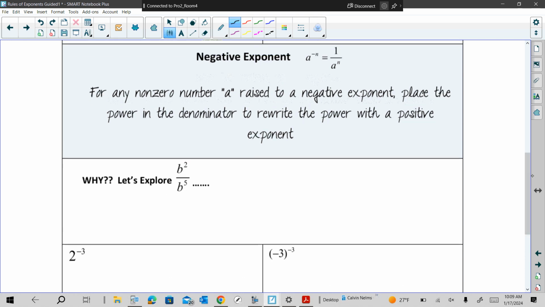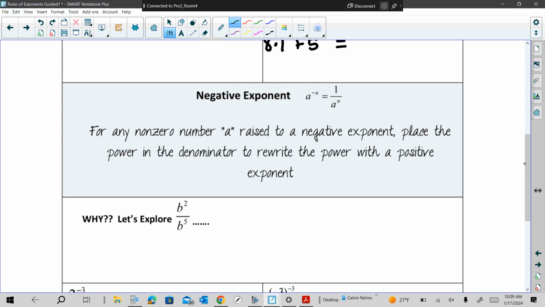All right, so for your negative exponents, any base to a negative exponent, it says right here, rewrite the power with a positive exponent. So this is like saying b to the second minus 5. This is to the negative 3, but we can't leave that like that, so it's 1 over b to the third.